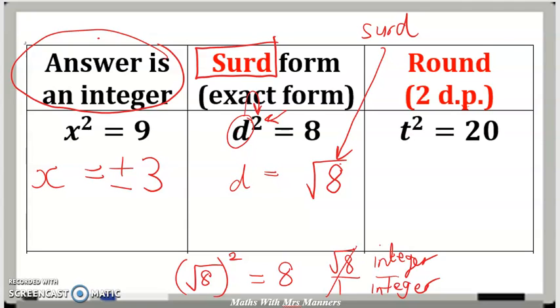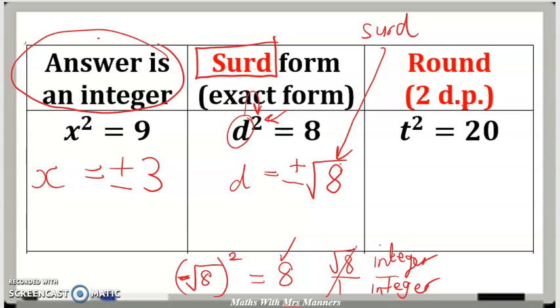So I'm going to write here d equals root 8, but hopefully you're yelling at me saying, wait a minute, you forgot the negative solution. And yes, I have. I've forgotten the plus and the minus because there are two solutions. If I square minus root 8, then that negative will turn into a positive and I will still get 8. So that will also satisfy this equation.